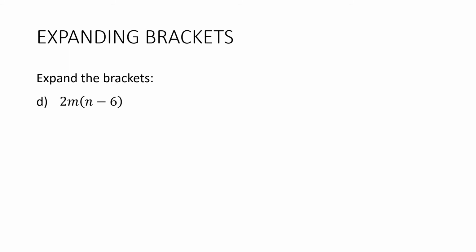Here's another one. 2m outside of n minus 6. So let's expand it. 2m times n, take away 2m times 6. I only have to take out the times sign here, but what about here? 2 times 6 is 12. So I'm going to get 2mn, take away 12m.